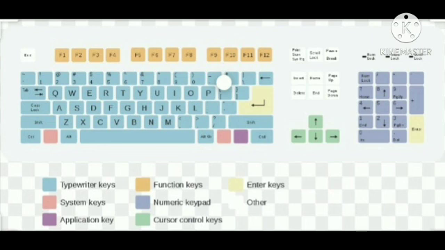Number lock key. In case you wish to type numbers using the numeric keypad on the right side of the keyboard, press the number lock key and a light will appear on the top right side of the keyboard. This shows that you can now use the numeric keypad.